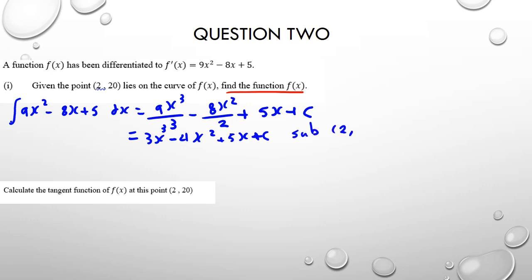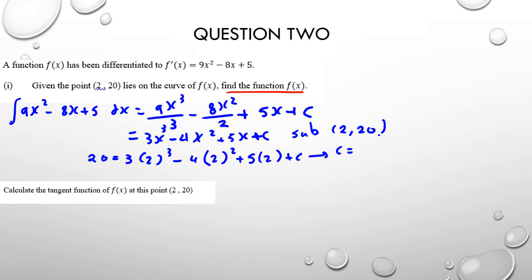So we'll substitute (2, 20), and that gives me 20 equal 3 open bracket 2 to the power of 3 minus 4 open bracket 2 squared plus 5 times 2 plus c. Rearrange, and you will end with c equal 2. So now I can write my f(x) equal 3x cubed minus 4x squared plus 5x plus 2. That's the final answer. Now the next question is calculate the tangent of f(x) at this point.